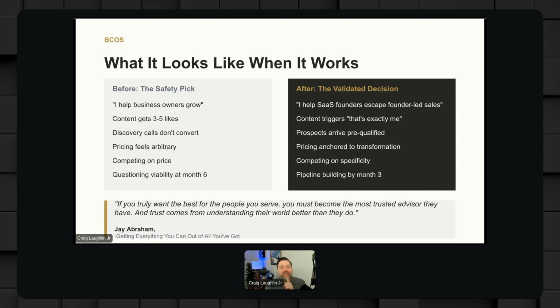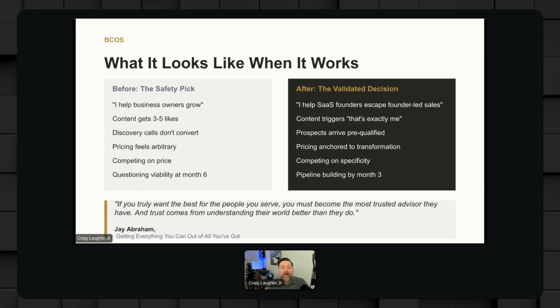Content starts working because it speaks to a specific pain. Discovery calls convert because the person already identified with the positioning before they booked. Pricing makes sense because the transformation is clear. And by month 3, they have a pipeline. Not because they got better at sales, because the specificity of their positioning did the heavy lifting.